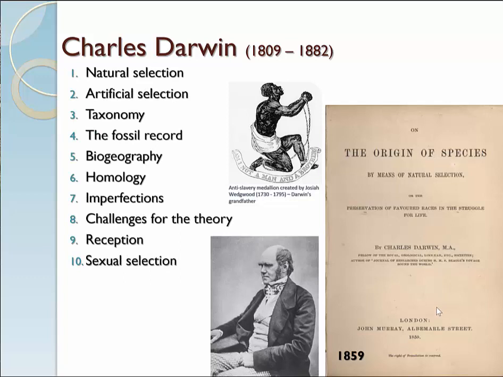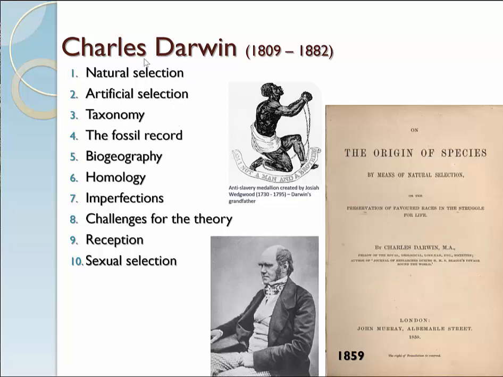And so here's what we're going to be going through in this video PowerPoint. We're going to start with a discussion of natural selection, and then get into the chapters of Darwin's book: artificial selection, taxonomy, fossil record, biogeography, homology, imperfections, and he even had a chapter for challenges to his theory, so things that required more research. And then we'll talk a little bit about the reception of his book and his ideas, and then his other big idea, sexual selection.